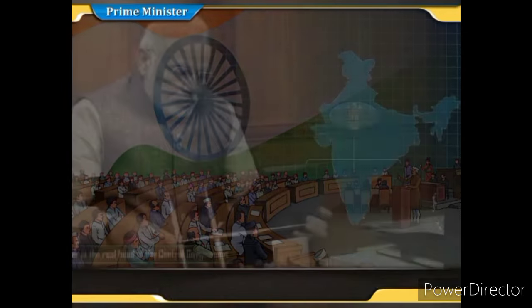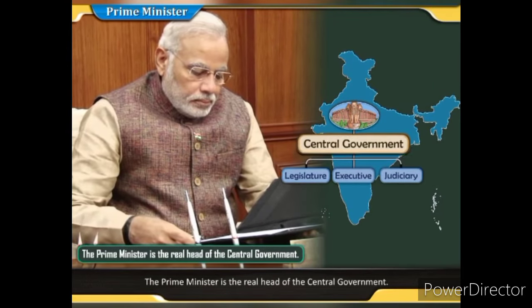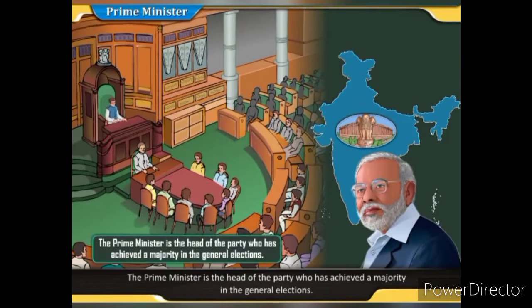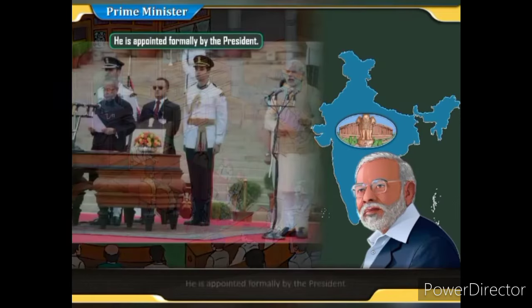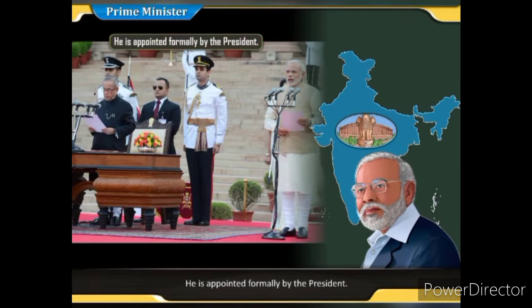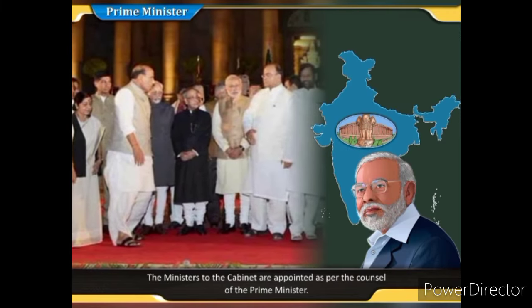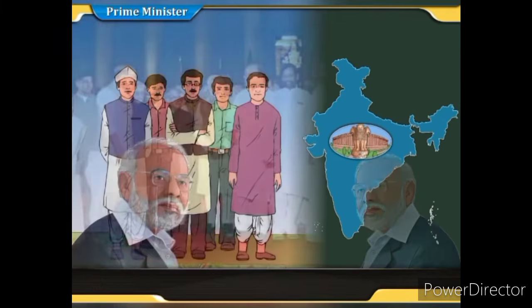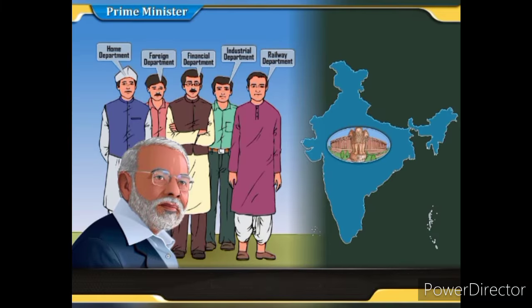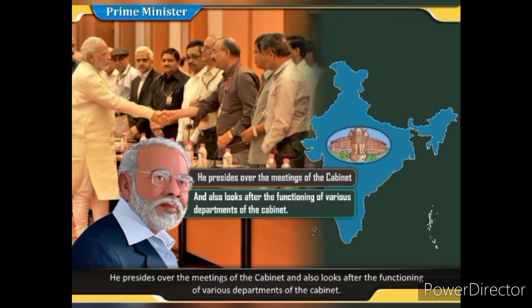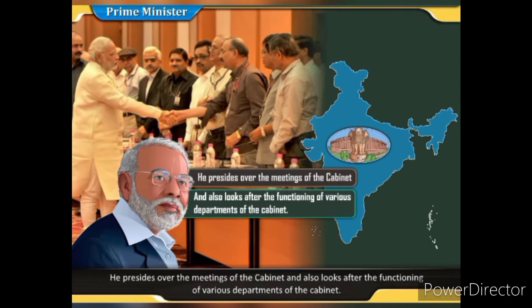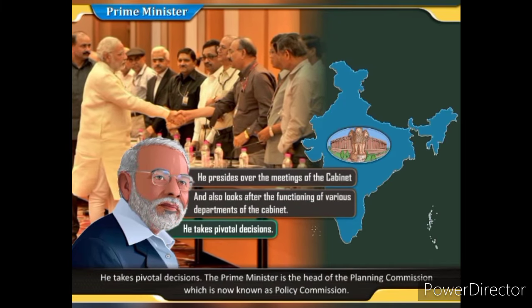Prime Minister. The Prime Minister is the real head of the central government. The Prime Minister is the head of the party which has achieved a majority in the general elections. He is appointed formally by the President. The ministers to the cabinet are appointed as per the counsel of the Prime Minister. He distributes the portfolios. Any minister, either to be taken, left, or continued in the cabinet, is decided by the Prime Minister. He presides over the meetings of the cabinet and also looks after the functioning of various departments of the cabinet. He takes pivotal decisions.